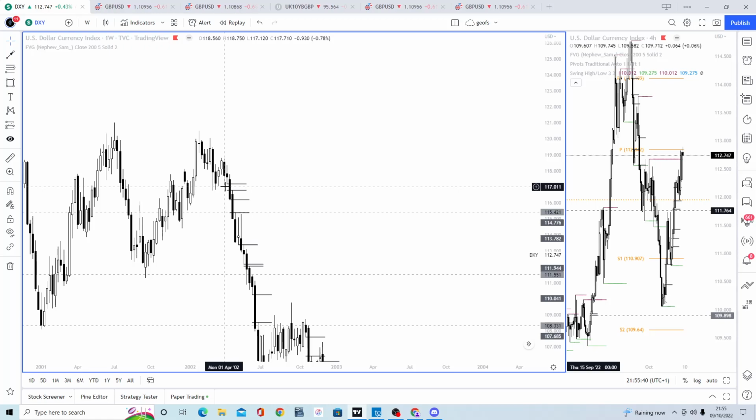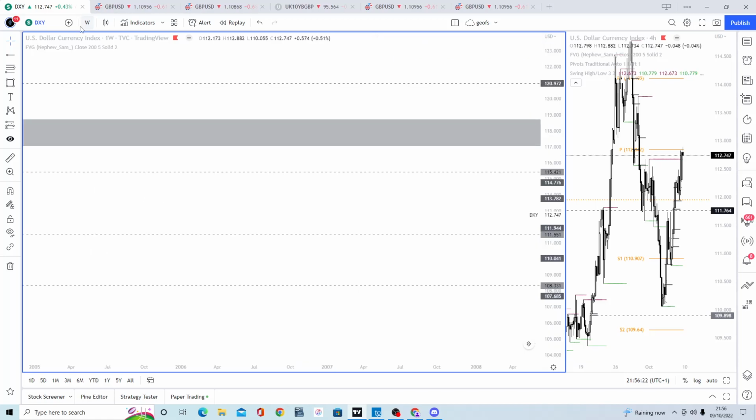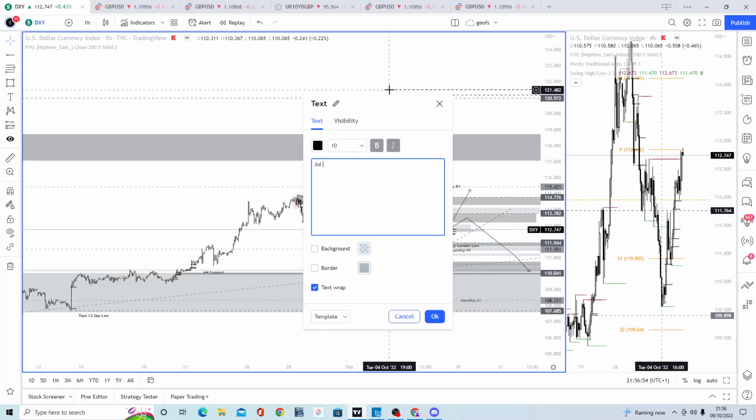Is there liquidity up here? Let's mark it up anyway. July 01 high. I think we could be headed up there. What do you think? Or as Dixie had its day, do you think we're going to see a reversal? I mean, there's no real signs of reversal. I mean, the Fed are still hiking rates, right?